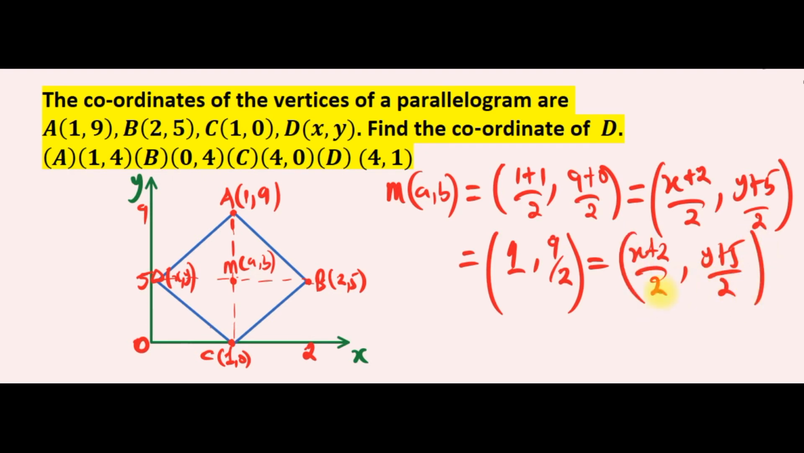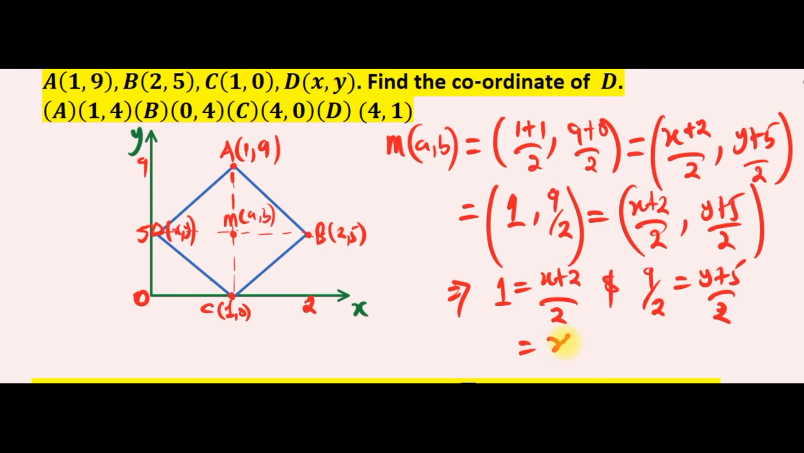So we'll compare. From here, 1 must be equal to (x plus 2) over 2, because this is the x coordinate over 2, and 9 over 2 must be equal to (y plus 5) over 2. So x is 2 minus 2, which is 0, and y is 9 minus 5, which is 4. So the coordinate we are looking for is (0, 4). That's the coordinate of D. Our answer is B.